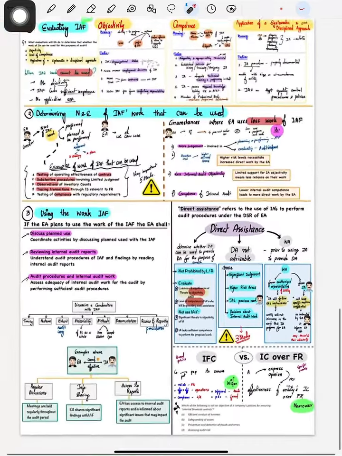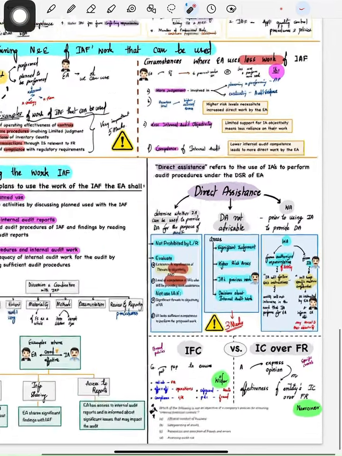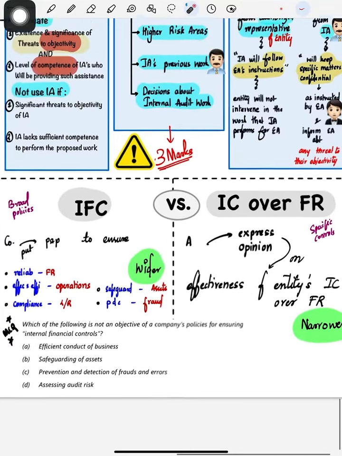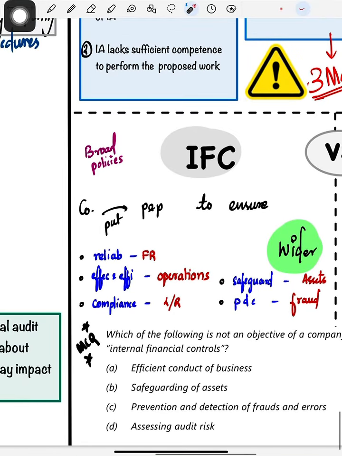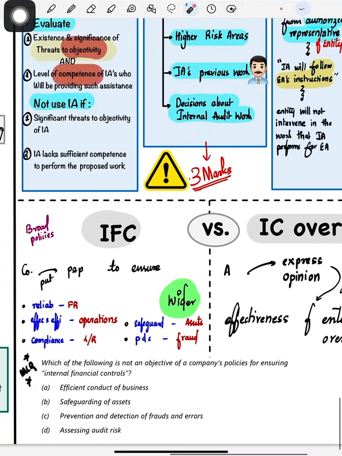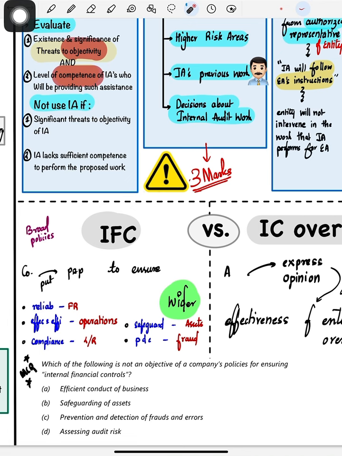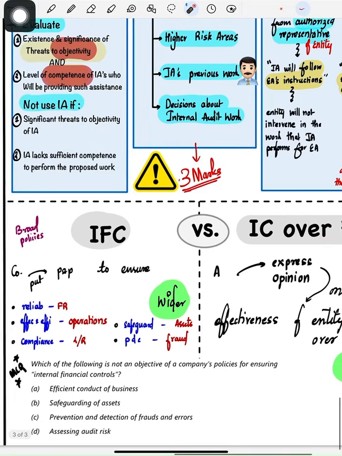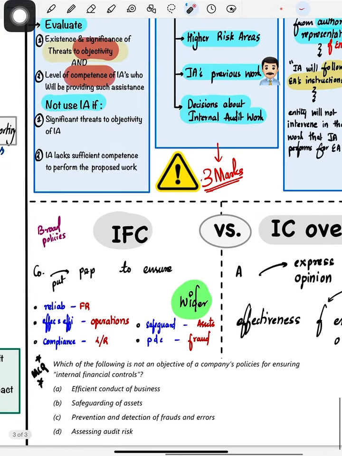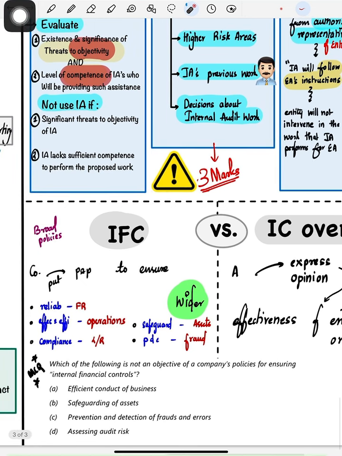So your entire standard is completed and the only thing left is internal financial control and internal control over financial reporting. What is the meaning of internal financial control? Always remember that internal financial control is broad, whereas internal control over financial reporting is narrow. Internal control over financial reporting are specific controls. So IFC is broader than IC over FR. What is IFC? What is internal financial control?